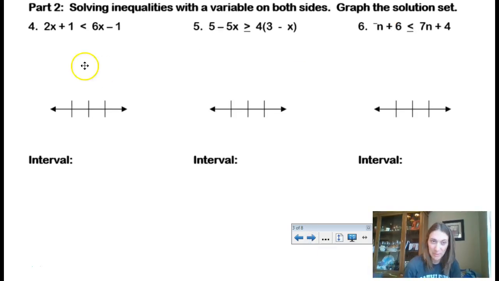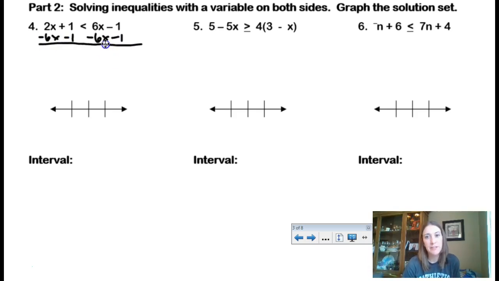Alright, so remember my rule. Variables always to the left, even if that makes things negative. We'll get over it. We'll deal with it later. So I'm going to subtract the 6x over here. At the same time, I'm going to go ahead and subtract this one, because if the variables come to the left, then the constants have to come to the right. So we have negative 4x is less than negative 2.